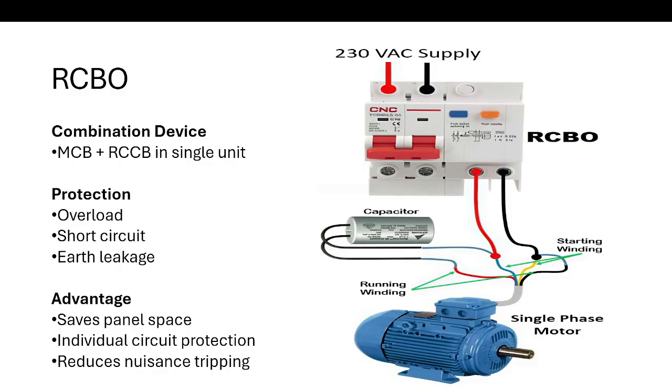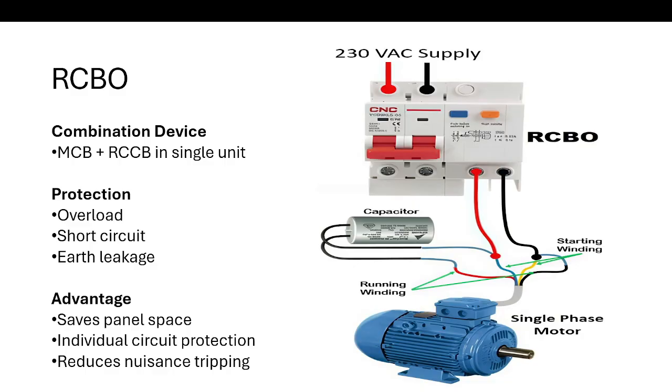Saves panel space. You do not have to place one MCB and one RCCB. Only place one RCBO, so it saves panel space. Individual circuit protection: each circuit has its own leakage protection. Generally, we use RCCBs where, not with every MCB we use RCCBs.